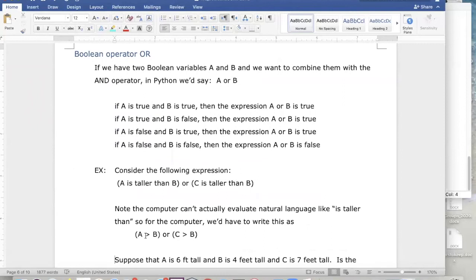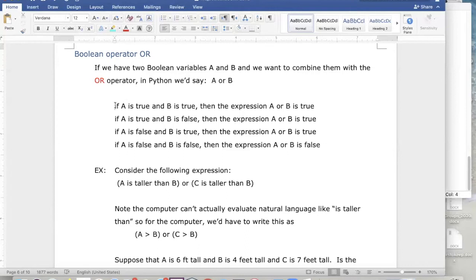Let's look at the OR operator. If we have two Boolean variables, A and B, and those are answers to questions that we're asking in our program, we can combine them together with the OR operator. Note that there might be a typo in your notes here that says AND instead. You want to fix that up to say OR if it's still in there for your version. In Python, we'd say A or B to represent this logic.